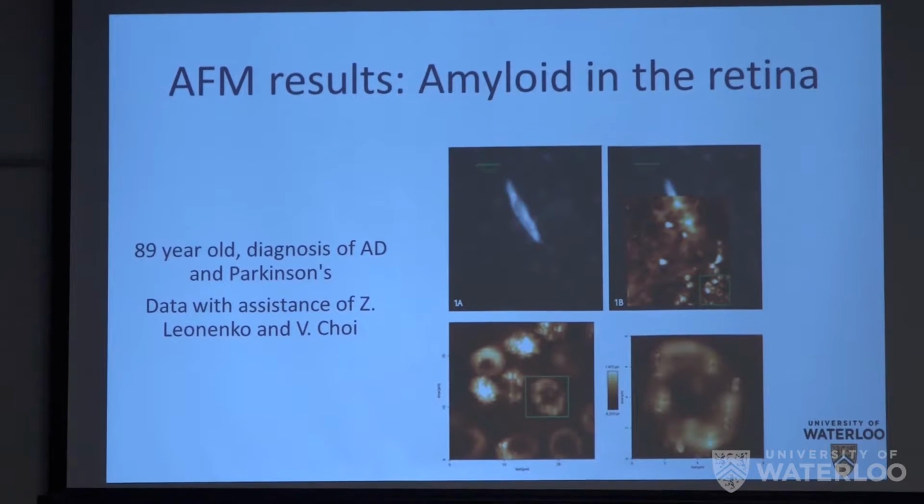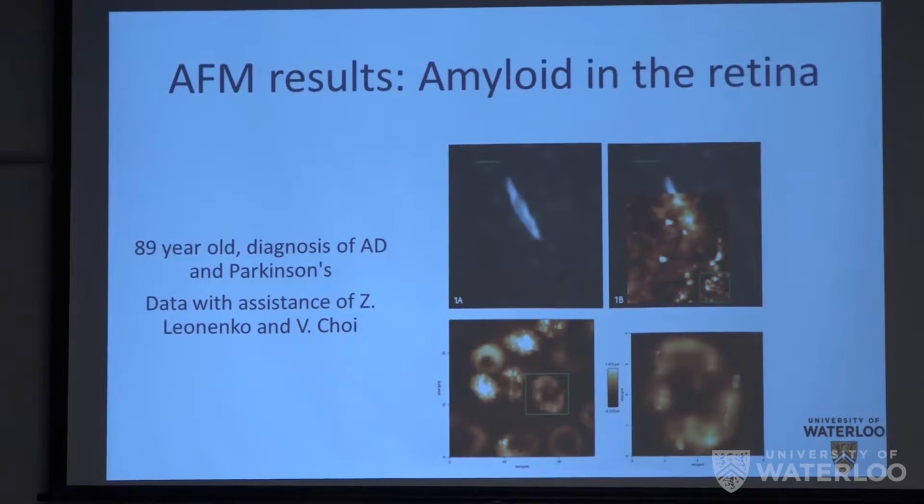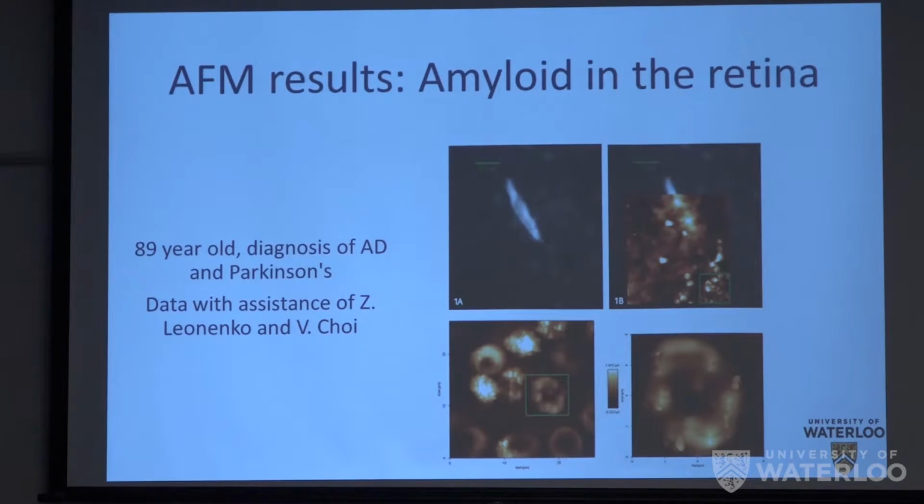And so our thought was if these deposits are really close to the surface of the retina, then we should see that deformation of the surface. And this is, again, a fairly large deposit. This is a 25 micron scale bar. And this is, again, thioflavin staining. But you can see some milder staining all around there as well.